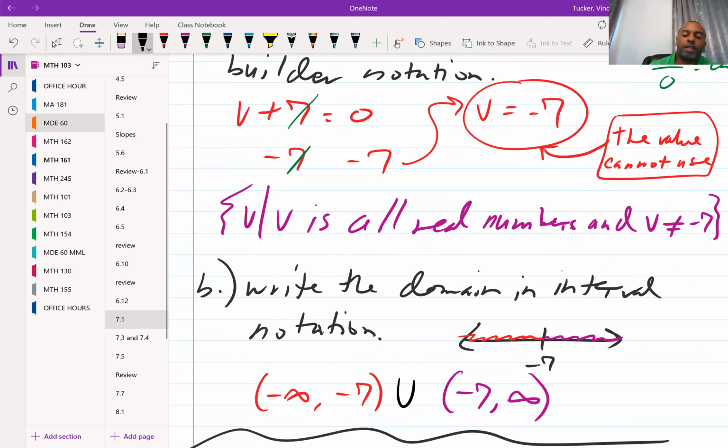So just make sure you account for all of your intervals. That's what we have right here, just a generic number line. It shows that we go from -infinity to -7, and -7 to positive infinity. Don't forget to use your union symbol. Also, we use a parenthesis on the -7 because we cannot use -7.